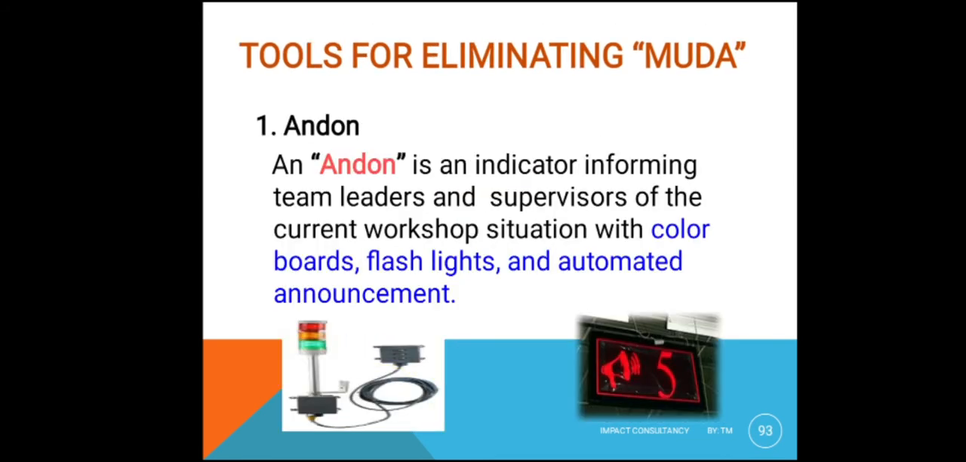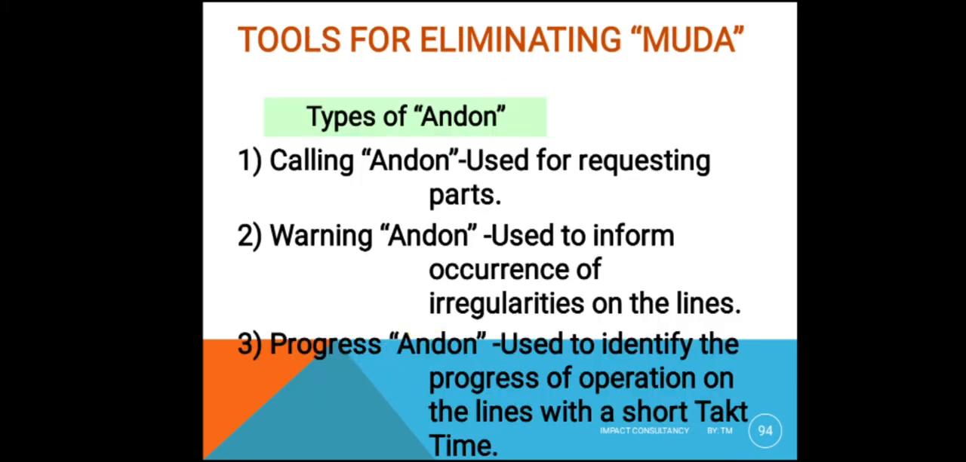Andon is an indicator informing team leaders and supervisors of the current workshop situation with color borders, flashlights, and automated announcements. So Andon is very important for Muda elimination. And types of Andon: calling Andon, used for requesting parts, and warning Andon, used to inform occurrence of irregularities on the lines and also disruptions, interruptions. And the third one is progress Andon, used to identify the progress of operation on the lines with a short takt time. So these are the three types of Andon.